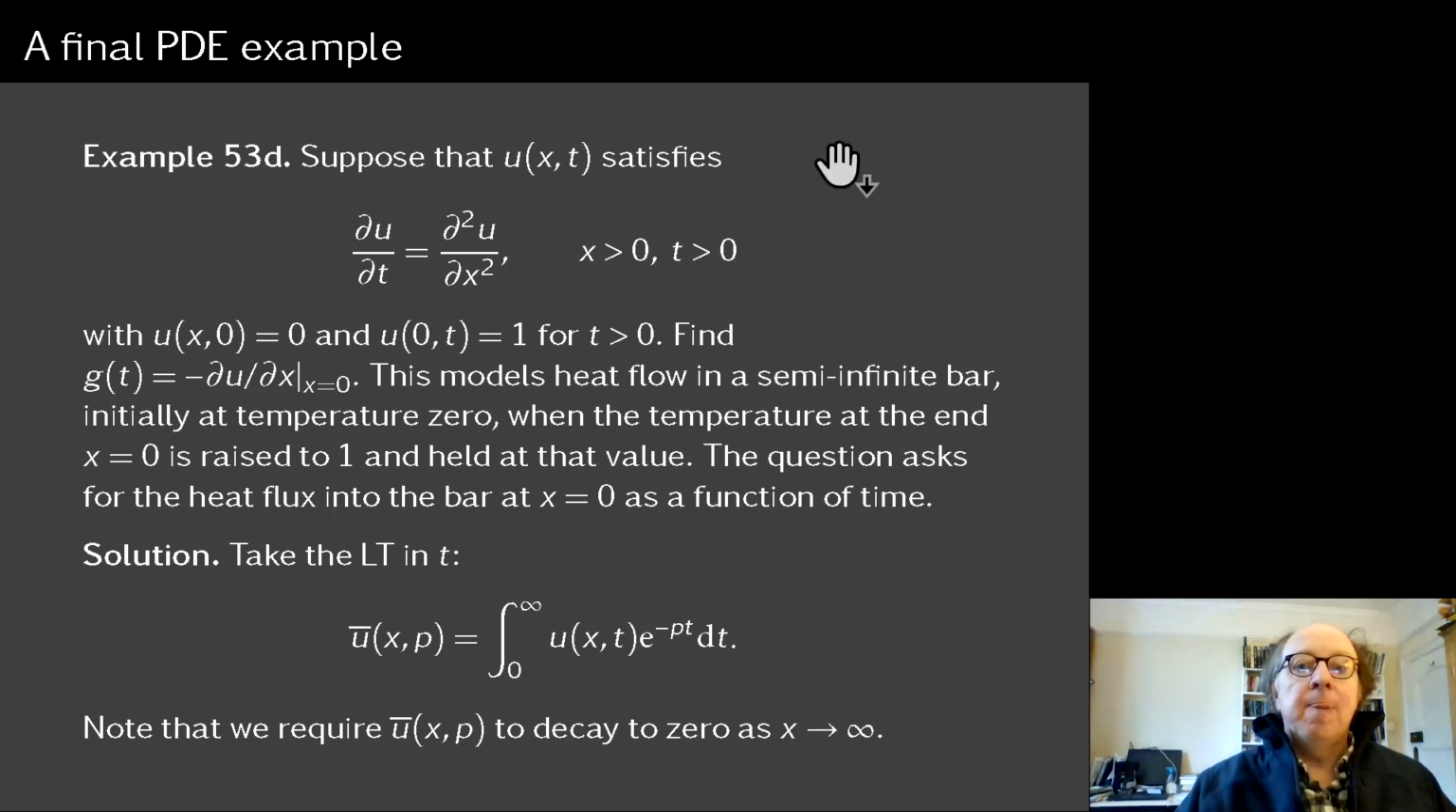So what is this example? We're going to solve the heat equation, du by dt equal d2u by dx squared. So we're modelling heat flow in a semi-infinite medium, x positive for t positive as well. And we're going to start off with 0 temperature everywhere. And then we're going to raise the temperature at x equals 0 at the end of the bar. We're going to raise it to 1.